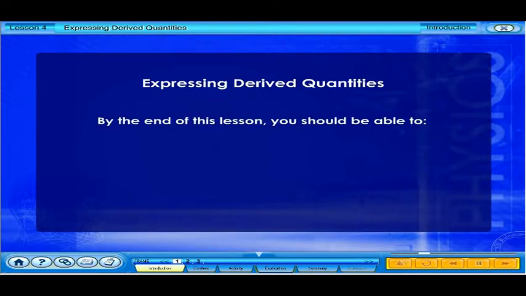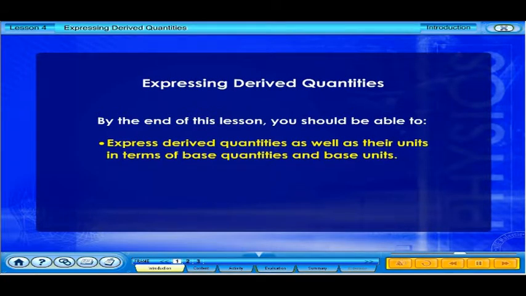By the end of this lesson, you should be able to express derived quantities as well as their units in terms of base quantities and base units.